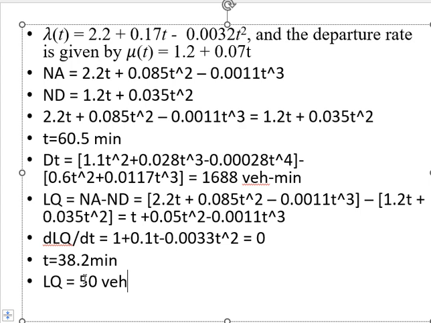Number of vehicles what? Arrived or departed? Arrived. Number of vehicles arrived. In this equation, you put the time when the queue is cleared. It will give you the number of vehicles arrived. Then divide what? With the number of vehicles? Total. Yeah.